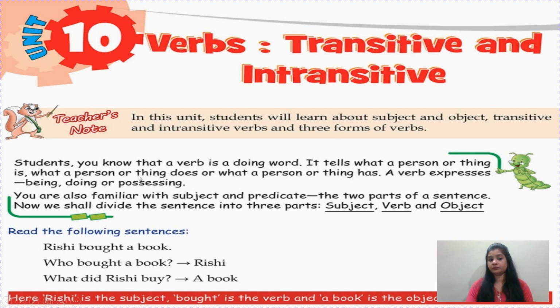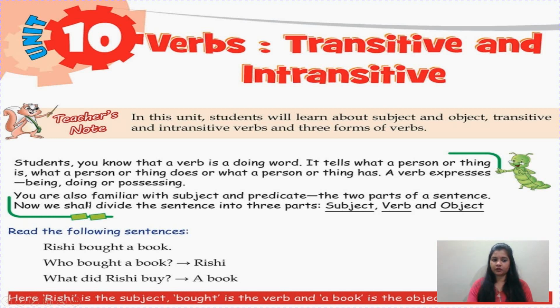In the same way, what a person or thing does. I teach in the school. The students study in the class. So it is telling what a thing or person does. Or what a person or thing has. Like I have a book, you have a book. It is telling the possession. So a verb expresses being, what you are, doing, what you are doing, and possessing, what you have.